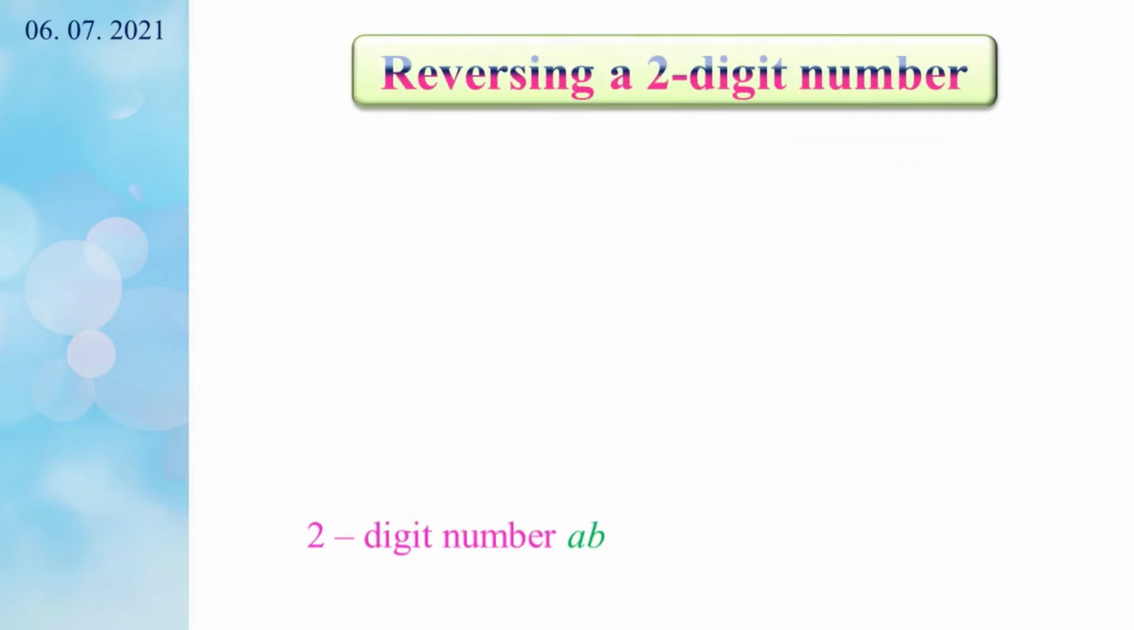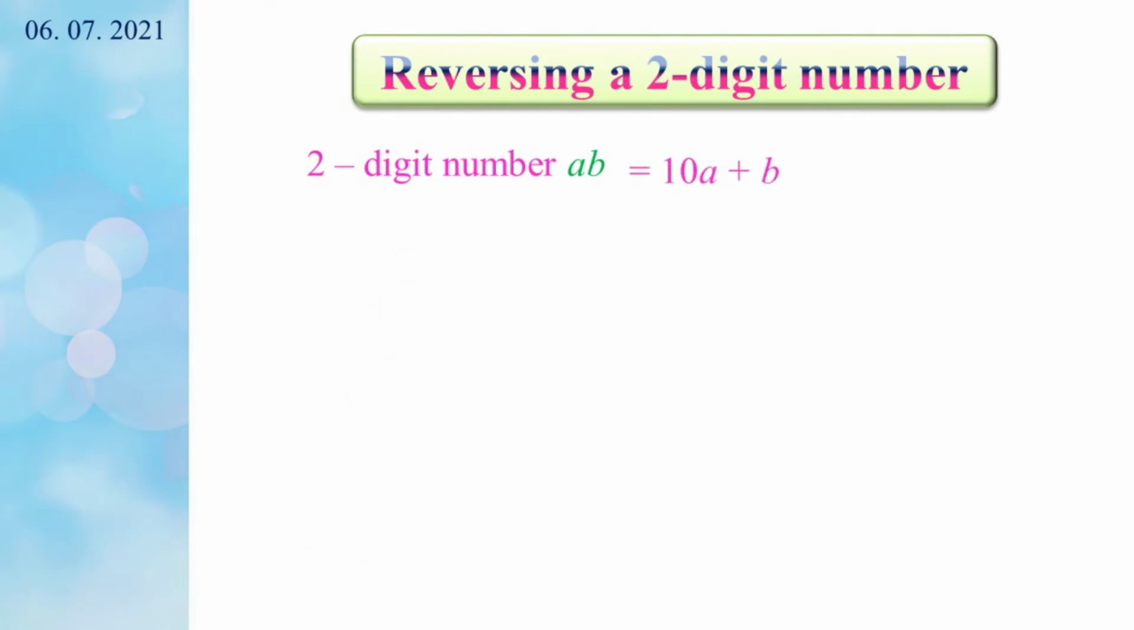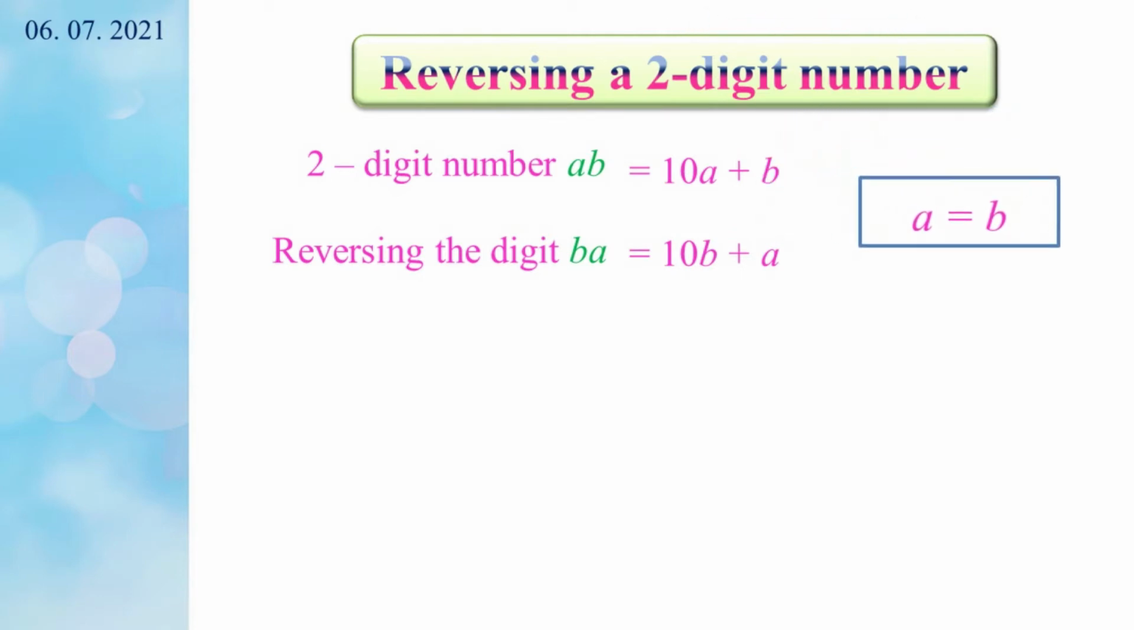Again we consider a two-digit number AB. The expanded form of AB is 10A plus B. Reversing the digits, the expanded form of BA is 10B plus A. If A equals B, now we have to subtract AB and BA. AB minus BA equals 10A plus B minus (10B plus A) in brackets. Here A and B are equal, so we get 0.